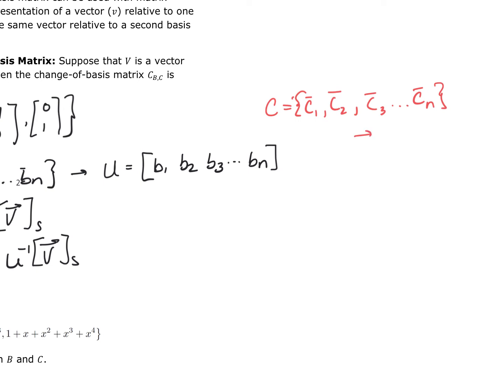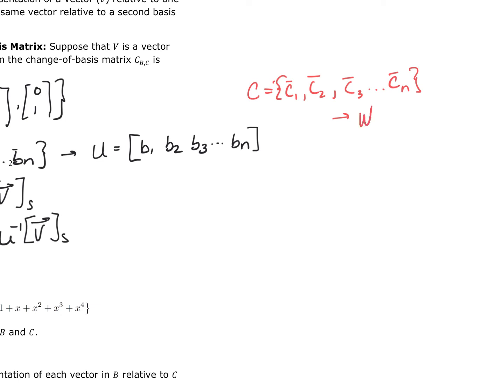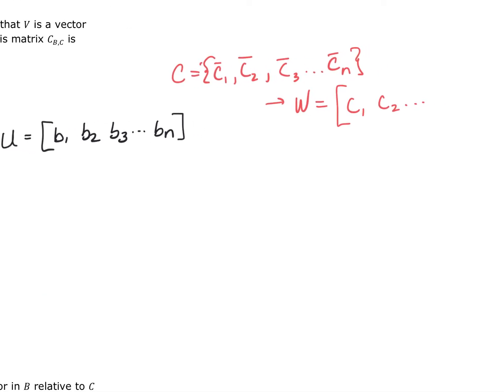Then it can build, and I'll call it, oh, what do I want to call it? I don't want to use V. Let's use W. Can be the matrix W, where each one of the columns are going to be these vectors, but now as columns, all the way down to Cn.